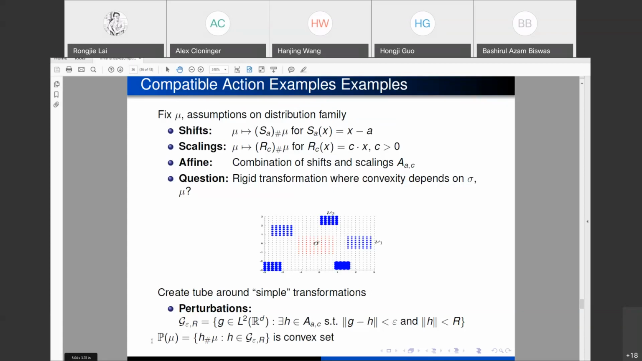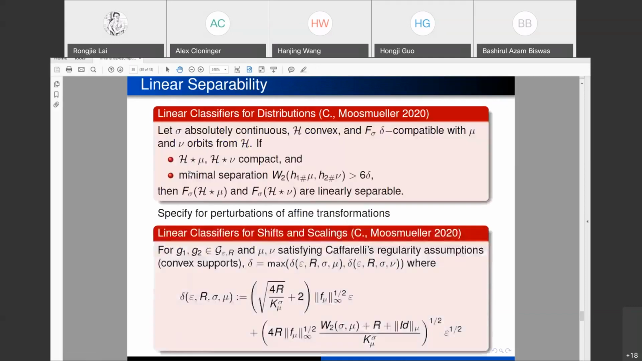Okay. So why is that nice? Let's say I have a binary classification problem. I'm going to make some assumptions. I won't get into the assumptions at the moment, but let's say I have these things that are delta compatible: shifts, scalings, affine transformations. And sometimes I'm doing them to mu, a Gaussian, and sometimes I'm doing them to nu, the uniform distribution. Again, I'm just picking these as examples. It could be anything. Well, if the set of group actions was convex, then all those group actions applied to mu is convex. All those group actions applied to nu is convex.